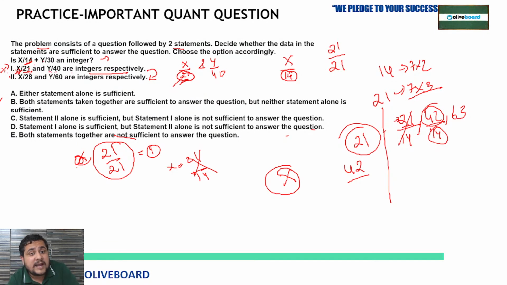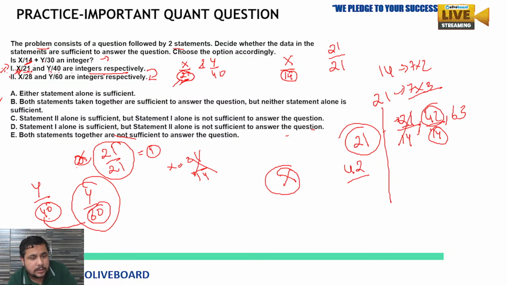Now see, y/40 is an integer. So does it mean y/30 is also an integer? No, because 40 is not a multiple of 30. It is greater, but the value is not a multiple of 30. Is this clear to all of you? I'm telling you, you have to check the values like this. You have to just assume some values.